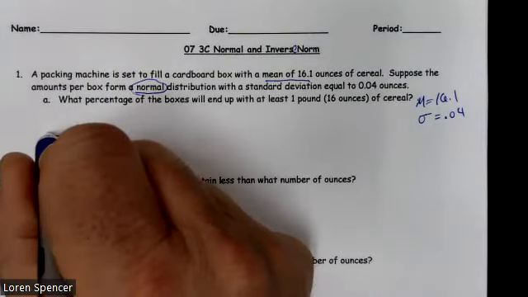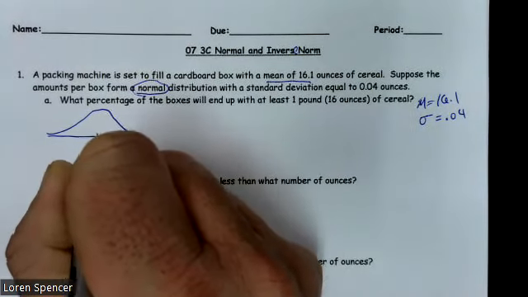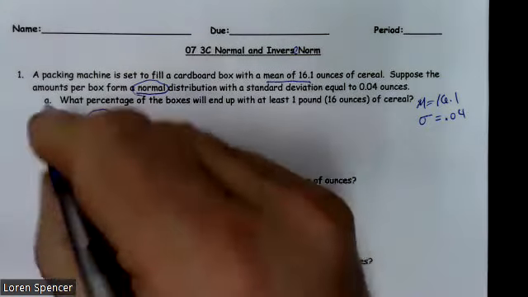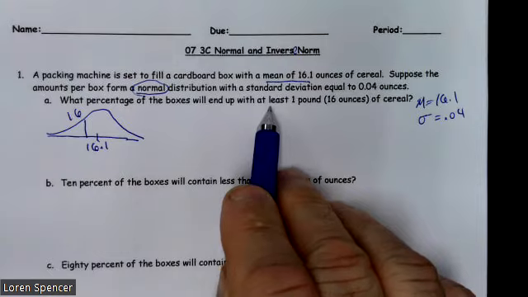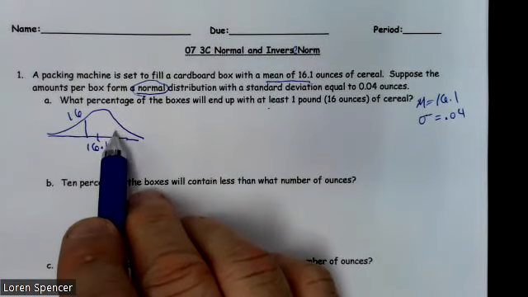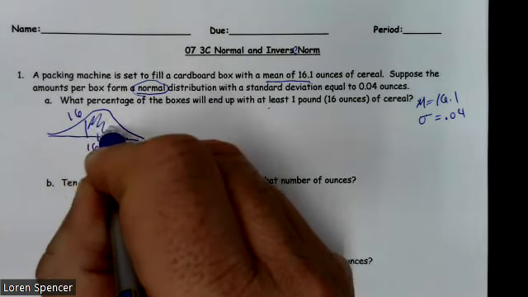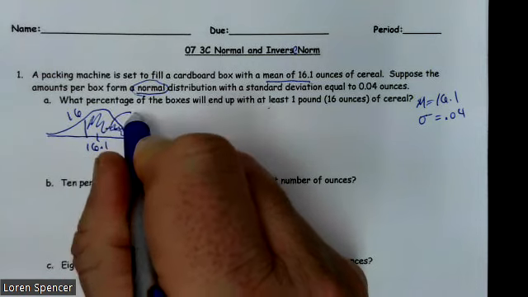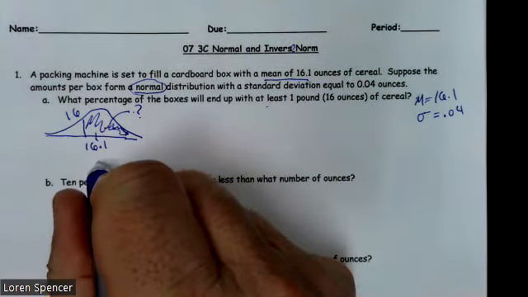Well, our drawing looks like this. We have a normal distribution with a mean of 16.1. But we're looking for 16 ounces, and 16 ounces is below that, but they want at least. Well, 17 is at least 16 ounces, so we're shading up towards the right. We're looking for this area. That's what we want to know. So this makes this a norm CDF.